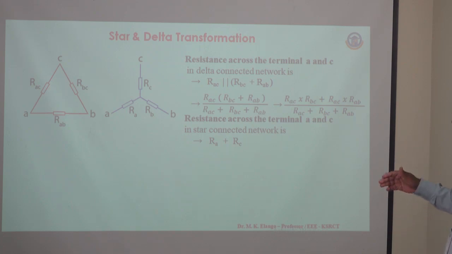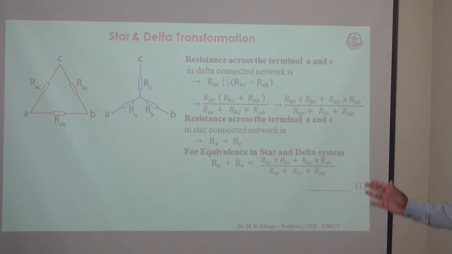So for these cases, when we are equating the delta connected and star connected representations, we get equation number 1. For the star connected representation, it is RA plus RC, as I just told you. On the right hand side, the delta connected representation is RAC RBC plus RAC into RAB, divided by the total resistance RAC plus RBC plus RAB. So this is the equivalence of resistances between terminals A and C.